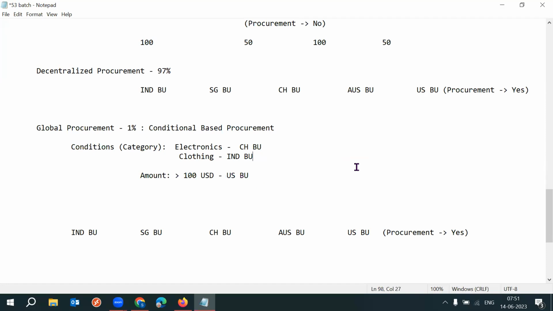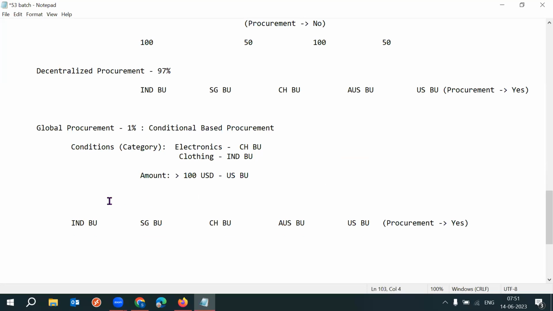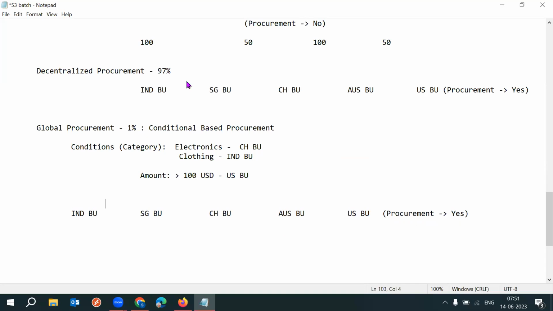Okay. So these are the three models. Sir, one question. Can a particular super user or power user override these conditions and still buy from the child BU? No.